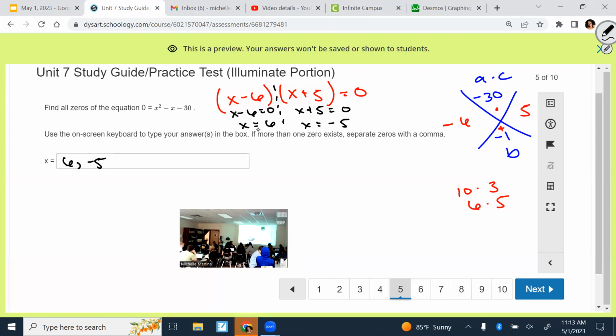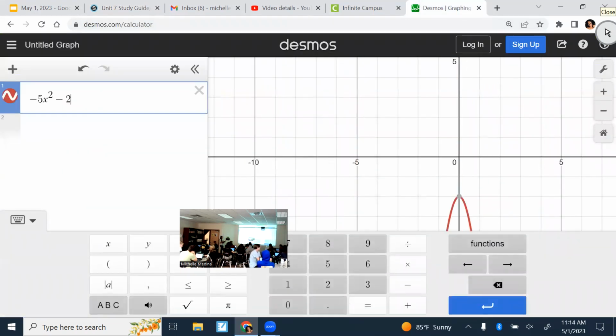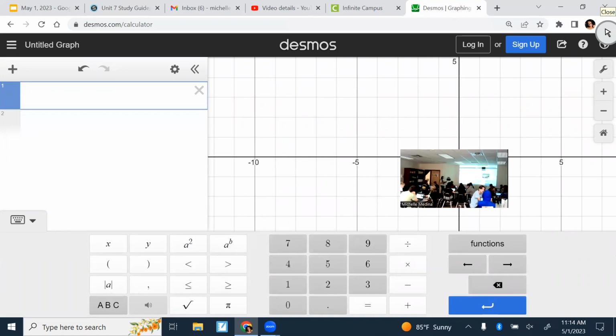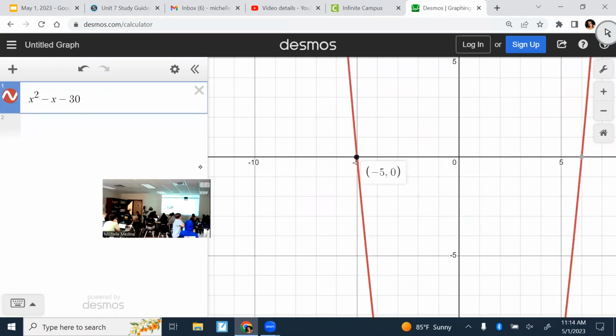And how can you check your answer? Type it in. And everything on the test can be checked with Desmos. You just might not know how, so you should figure it out tonight. So -5, same thing we got, and +10. Questions on this?